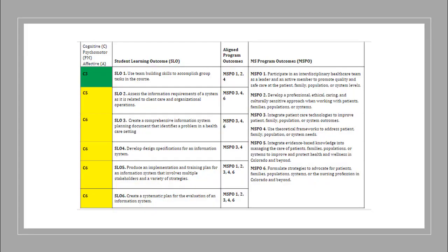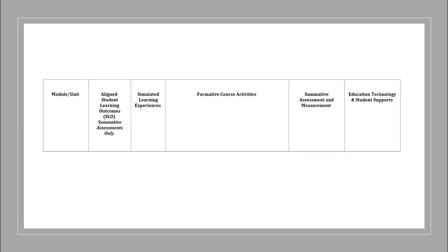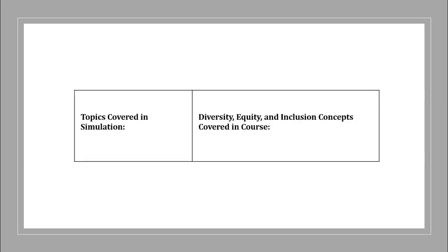Our current course design maps build upon that and add increasing levels of transparency on how the student learning outcomes align to the program outcomes, how simulation and education technology align and support course activities that are both formative and summative in nature, and to specifically list the concepts that speak towards diversity, equity, and inclusion that are covered within the course.